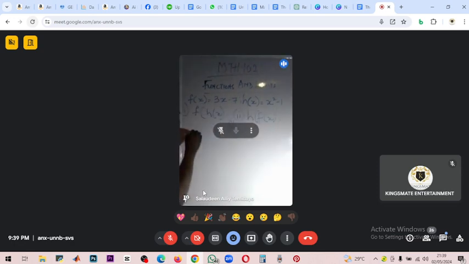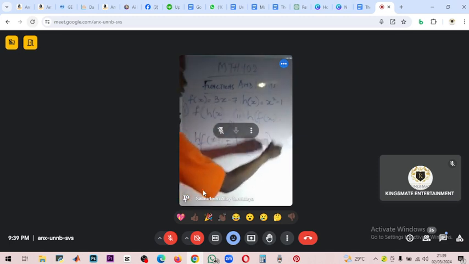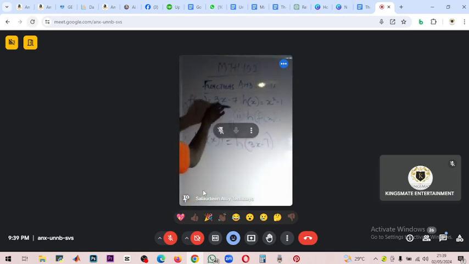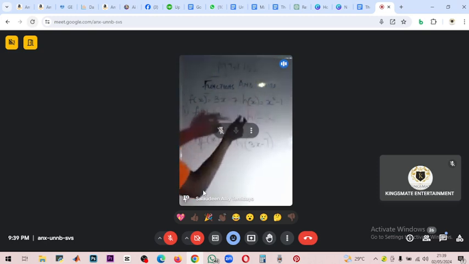So h of f of x is what we are looking for now. Look at how we are explaining it. We've looked for f of h of x. Now look at h of f of x. H of f of x is going to be h of, what is f of x? 3x minus 7. H of 3x minus 7, because f of x is 3x minus 7.